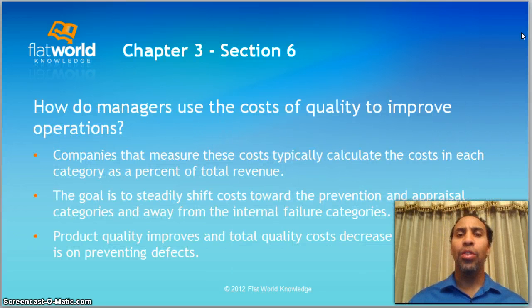And last but not least, how do managers use the cost of quality to improve operations? Companies that measure these costs typically calculate the cost in each category as a percent of total revenue. The goal is to steadily shift costs towards the prevention and appraisal categories, right? Because this is done up front, and away from the internal failure categories, because that means it's going to cost us some money. Product quality improves and total quality costs decrease when the focus is on preventing defects. And I'll read that again. Product quality improves and total quality costs decrease when the focus is on prevention. Right, so an ounce of prevention is worth a pound of cure, as they always say.